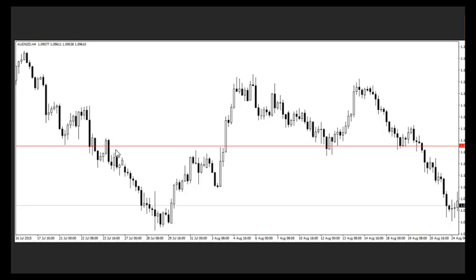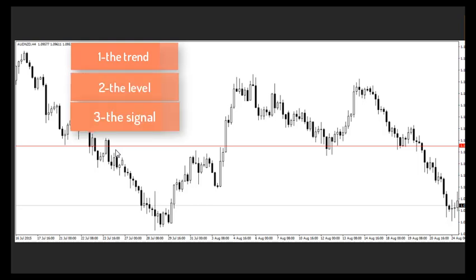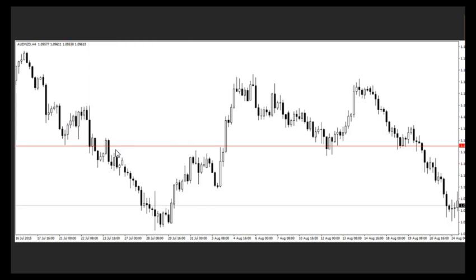So as I said, three important things to take into consideration when trading the engulfing bar pattern in trending markets. The trend: make sure that the trend is up or down. The level: make sure you're trading the engulfing bar pattern from a key support or resistance level, and make sure that the setup is an engulfing bar pattern. I think that it's clear in the trending markets. Let's move to another way to trade the engulfing bar pattern.